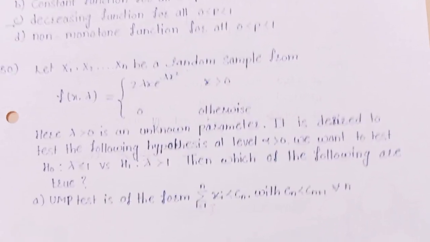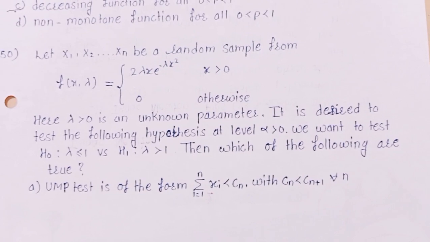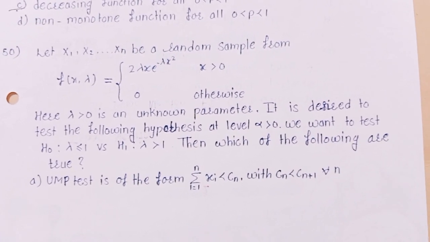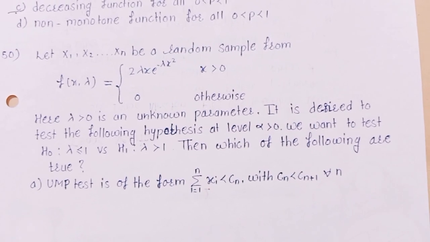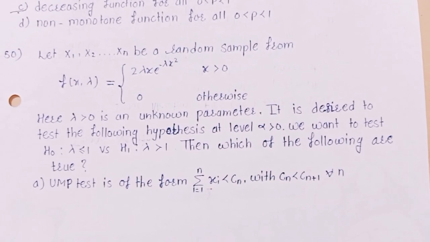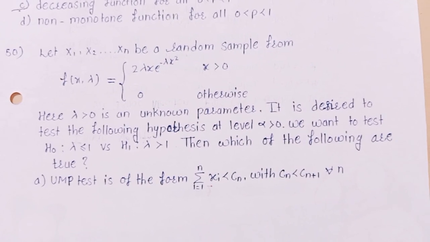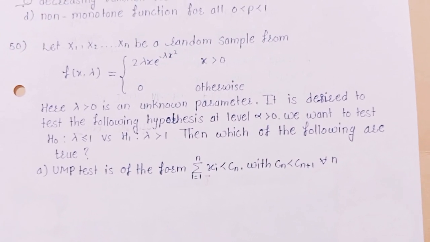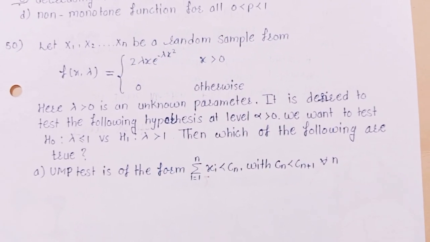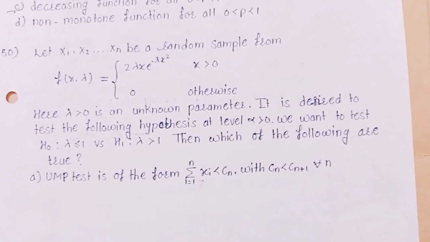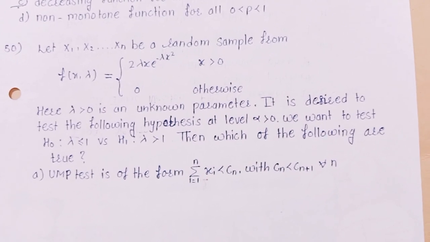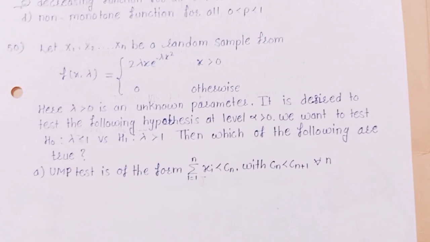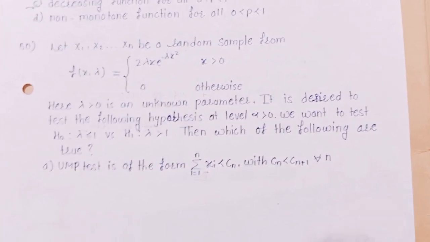Let x1, x2, up to xn be a random sample from f(x, λ) = 2λx e^(−λx²) for x > 0, otherwise 0. Here λ > 0 is an unknown parameter. Then test the following hypothesis at level α > 0. We want to test H0: λ ≤ 1 versus H1: λ > 1. Then which of the following are true?